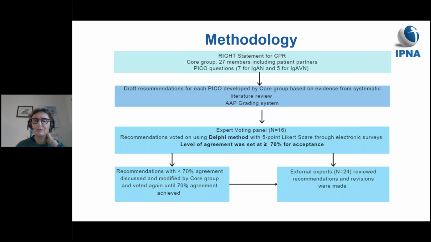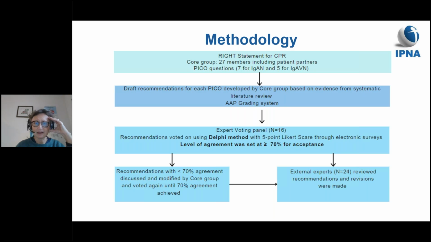So the first work that the core group did was to draft recommendations for each PICO question based on evidence that, as I explained to you earlier, was provided from the systematic literature review team. And then, once those recommendations had been drafted, and this happened over various meetings via Zoom and 1 meeting in person, to grade the recommendations and suggestions that had been created.